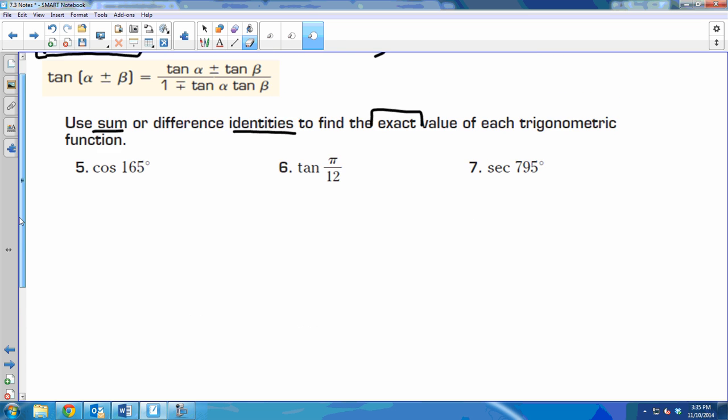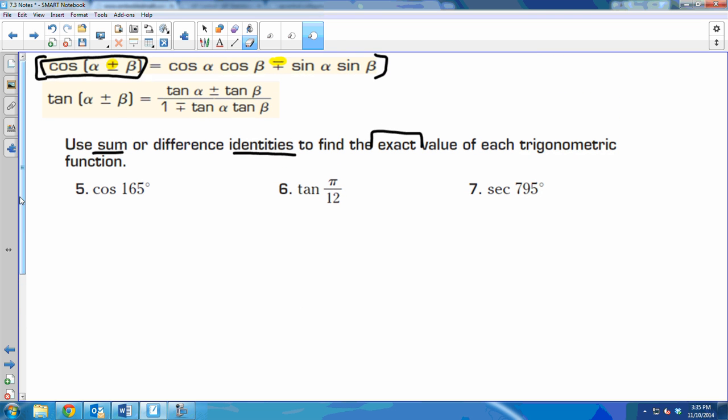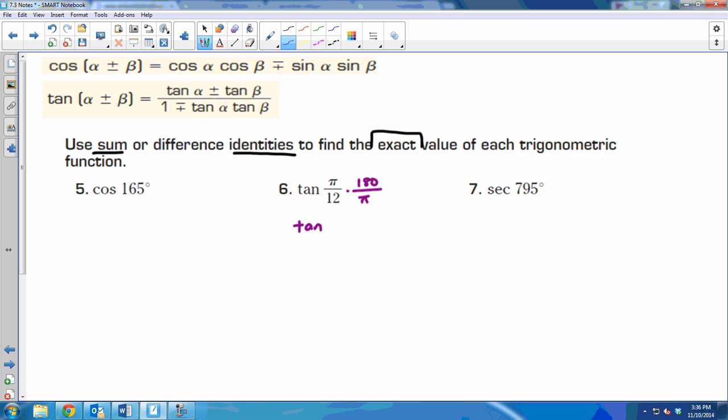The next example is tangent of pi over 12. Now, pi over 12 is a radian measure, but pi over 12 is also a fraction, so you would have to find two fractions you can add or subtract to get pi over 12. I'm just going to be honest, most of you guys aren't awesome with fractions, so what you can do is multiply by 180 over pi, like we did in the last unit, and we can change this to a degree measure, and that's just fine.